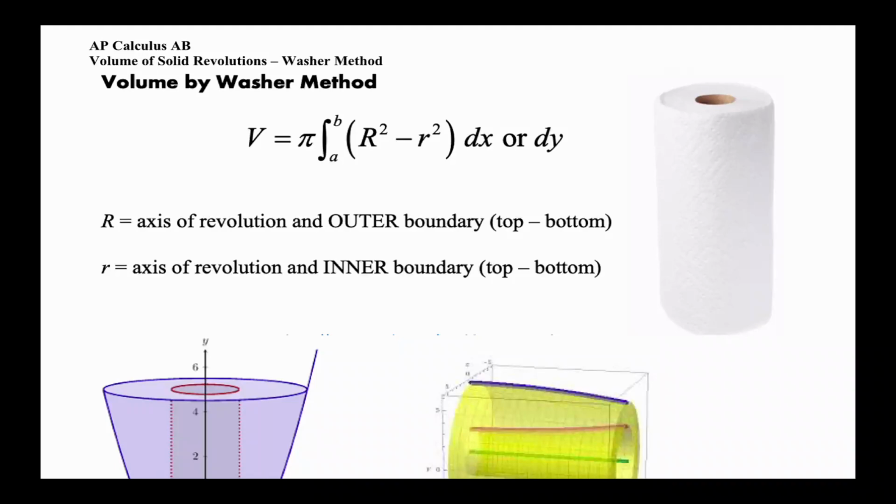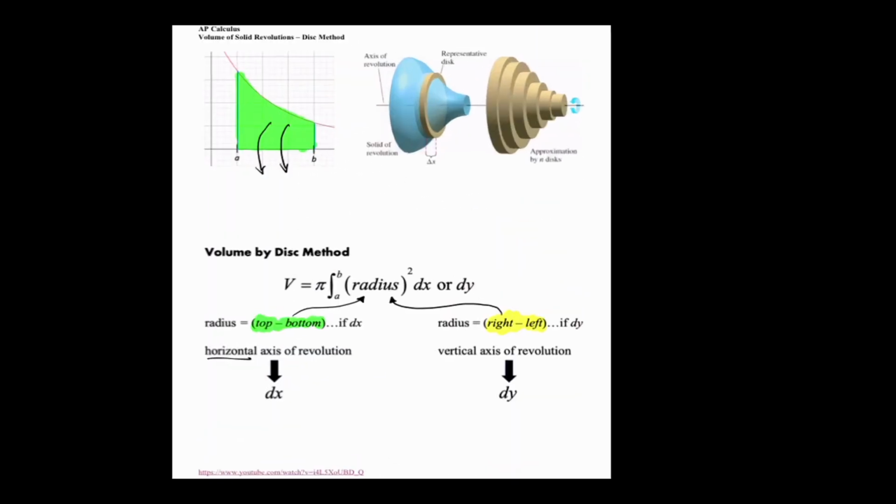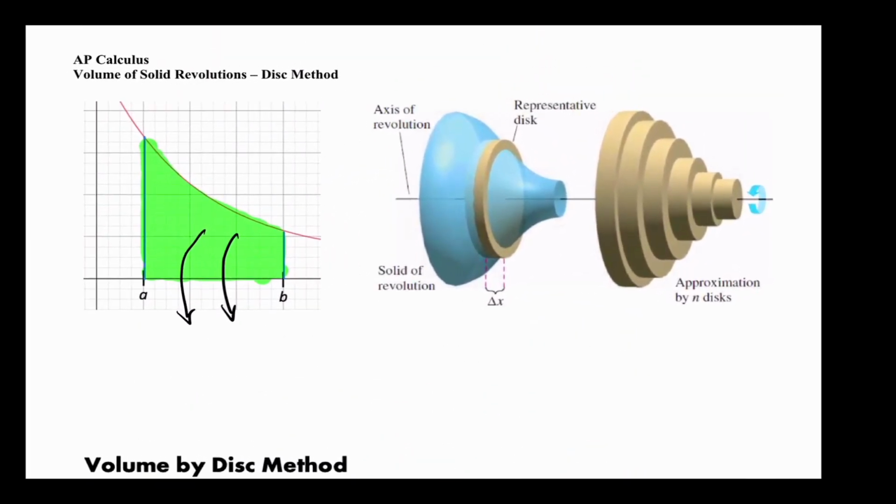So yesterday we did disk method, right? Disk method we use for completely solid objects. If something is 100% solid, we use disk method, okay?